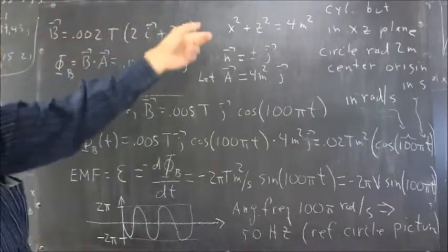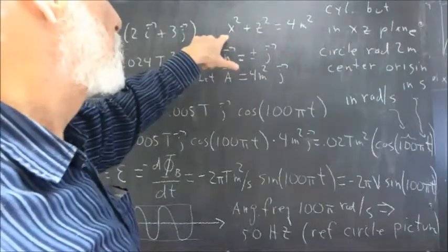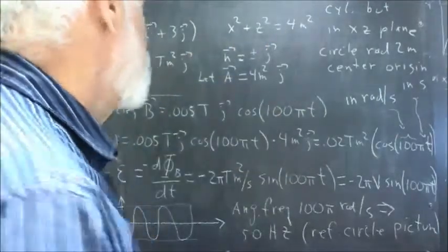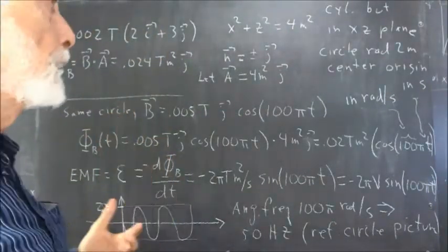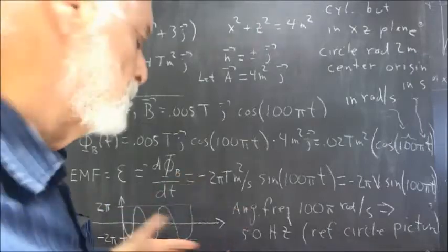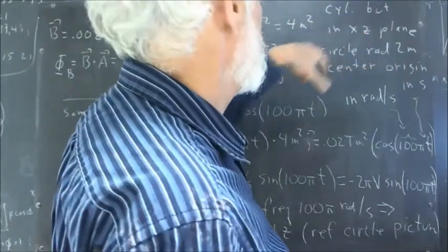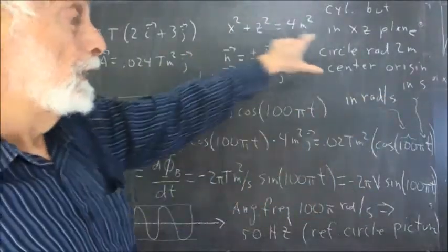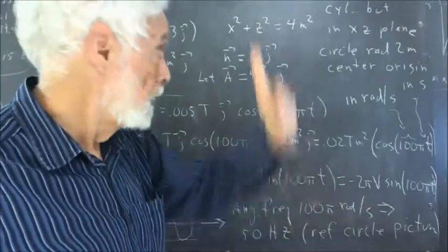In any case, we have this magnetic field, and we have the circle x squared plus z squared equals 4 square meters. Now I call that a circle. What is the shape of x squared plus z squared equals 4 square meters? Well, if you're confined just to the xz plane, that is a circle. More generally, since we're in three-dimensional space, that would be a cylinder parallel to the y-axis, because y would be arbitrary. We'd have this same circle for every value of y in a plane parallel to the xz plane.